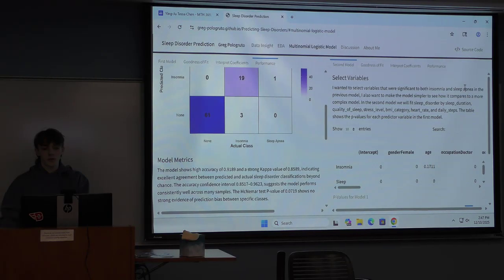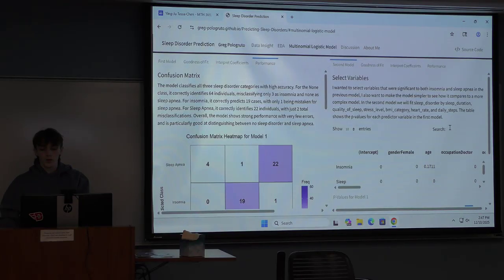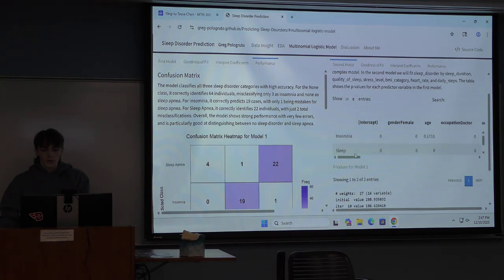And then for my second model, I wanted to select the variables that are significant to both the insomnia and sleep apnea in the first model. I also wanted to make this model much simpler since in the last model I used every single variable. So I decided to go with sleep duration, quality of sleep, stress level, BMI, heart rate, and daily steps. And these are just the p-values of the first model.